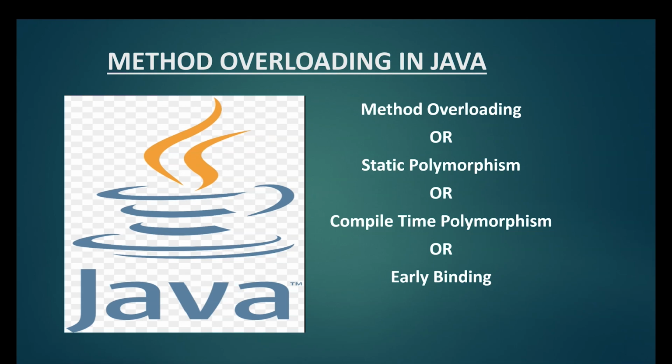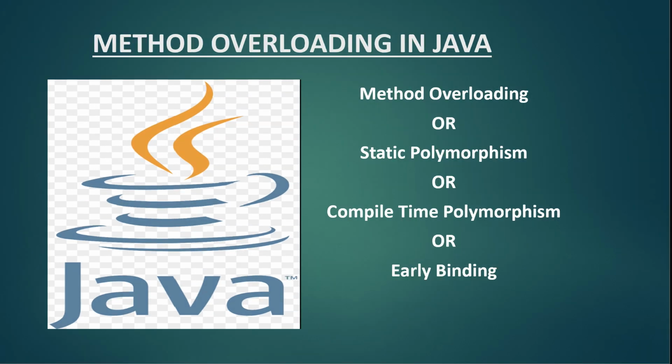So today I'll take you through the concept of method overloading in Java. So let's straight away jump to the topic. Method overloading in Java is also known as static polymorphism or compile time polymorphism or early binding. So let us see these terms individually.